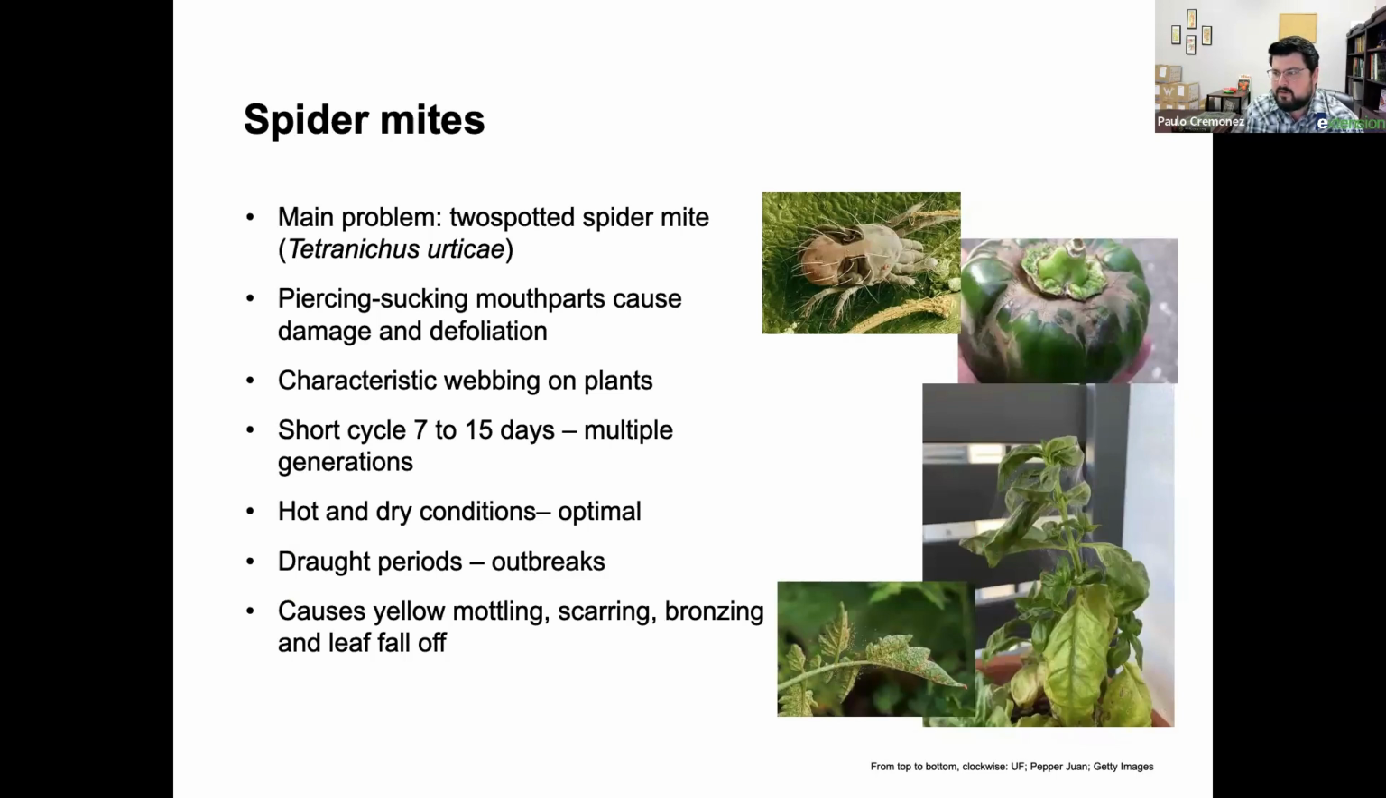Spider mites. The main problem in the spider mite world is the two-spotted spider mite. They can be very damaging, especially for seedlings. They do have piercing, sucking mouth parts and can cause damage and defoliation.